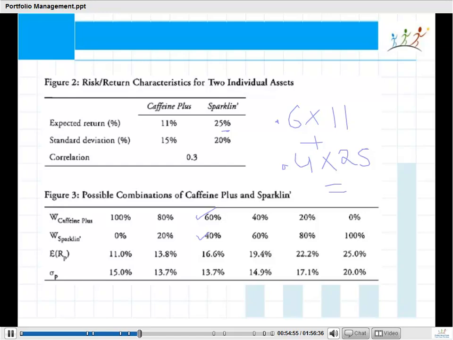This sum will come out to be 16.6%. This will be 10% and this will be 0.066, 6.6%. So the sum will be 16.6%.